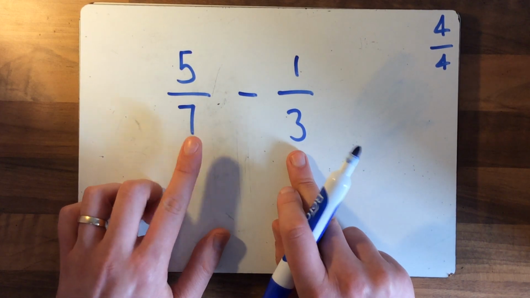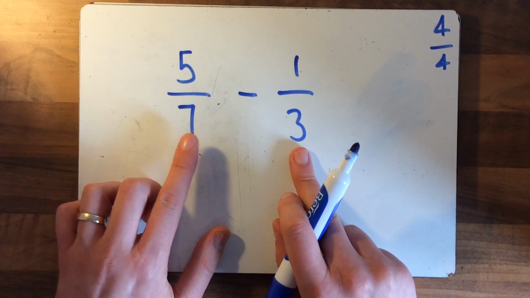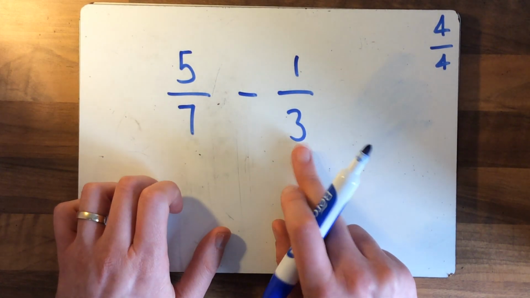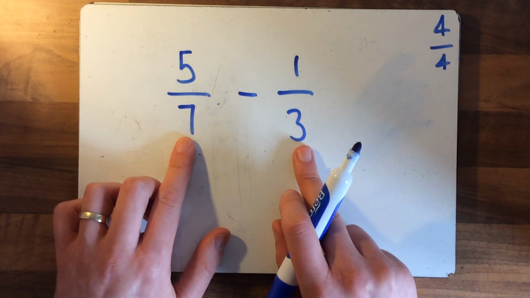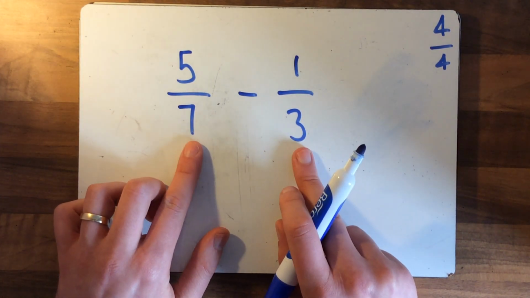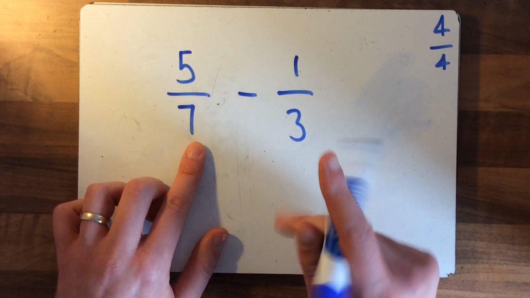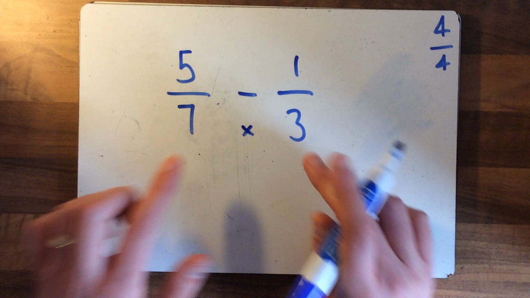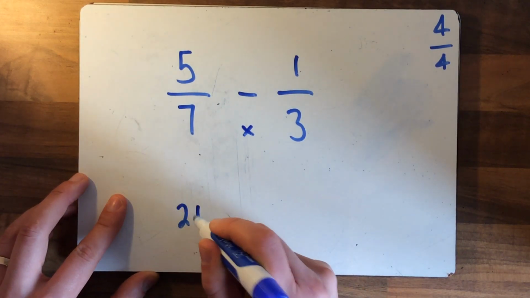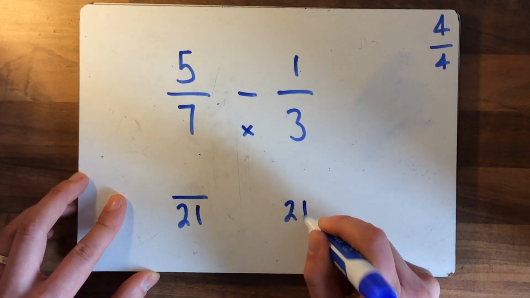So 7 and 3, we need to get these denominators to the same number, a number that is in the 7 times table and a number that is in the 3 times table. Remember, you can multiply them together, that will always get you to a denominator. Might not be the lowest one, but will always get you to a denominator. If you times them together, in this case, it gets you to 21, which actually is the lowest common denominator.